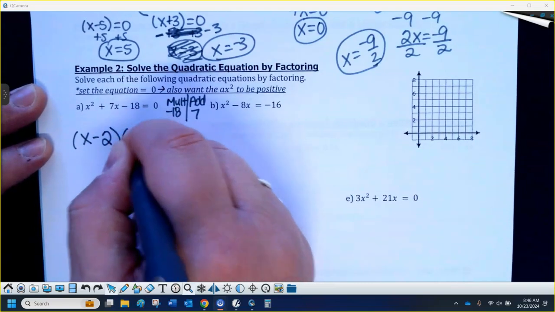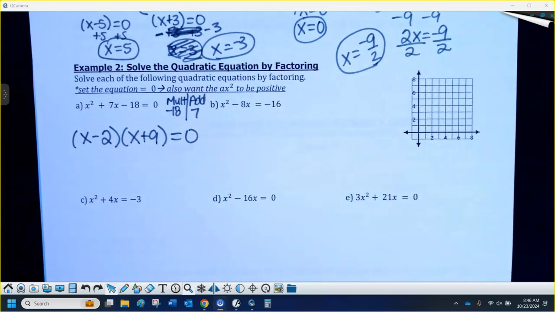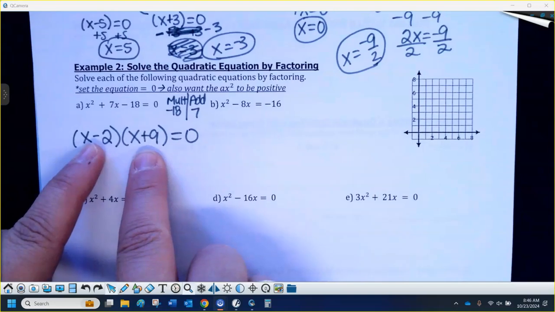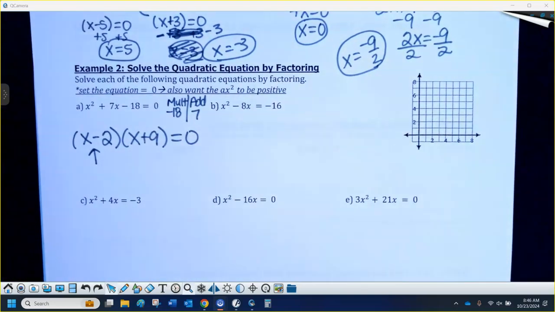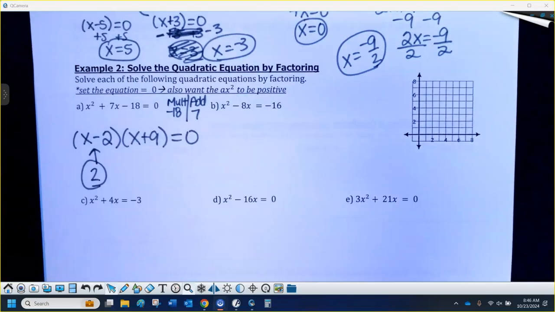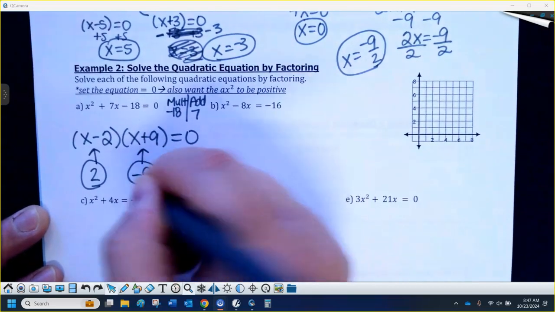Okay, negative 2, positive 9. That would be what we call the factored form. So I'm taking it from standard form, which I can't solve, to factored form. If it's in factored form, we can use the zero product property. These two things multiplied together give me 0, so either this has to be 0, where we would plug in positive 2, since it's the opposite of the factor when you do this, or for this one, we would plug in negative 9.